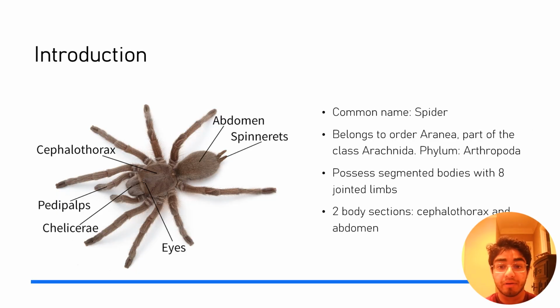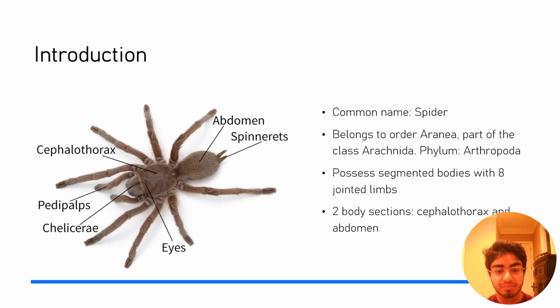Spiders belong to the order Araneae, and they're part of the class Arachnida. They belong to the phylum Arthropoda, which we looked at in our lab, along with other protozoans. They possess segmented bodies with 8 jointed legs, and possess pedipalps, which are the front end for sensory input and food collection. They have two body sections, the abdomen and the cephalothorax.